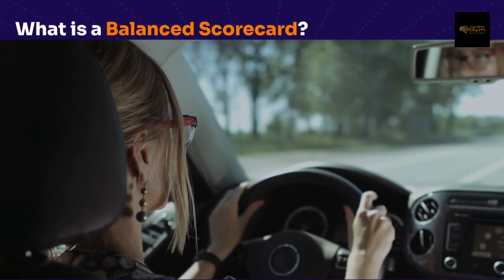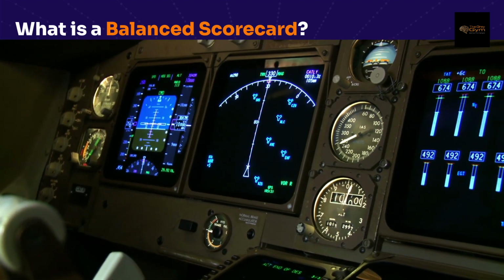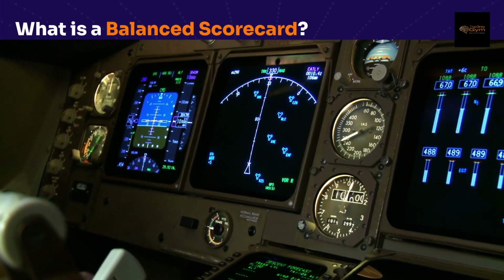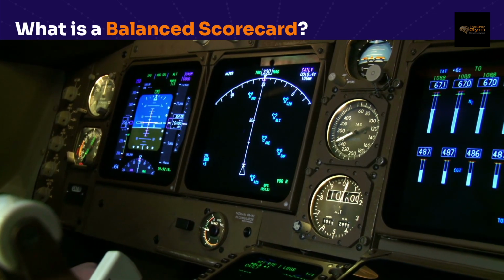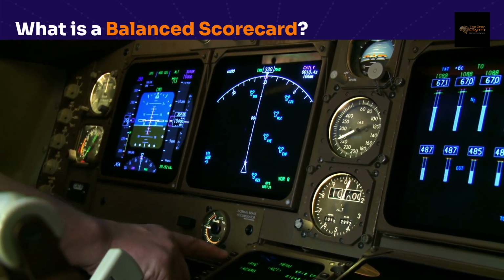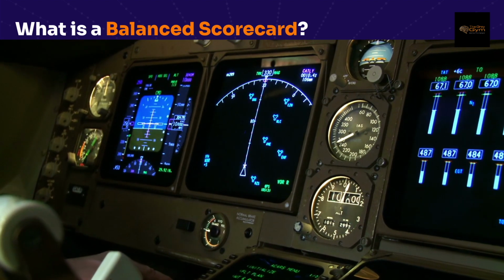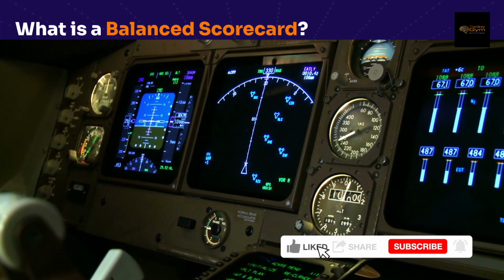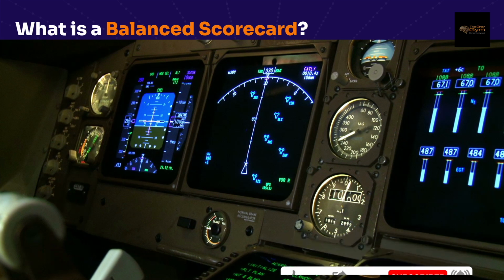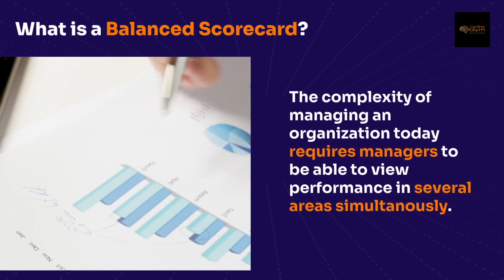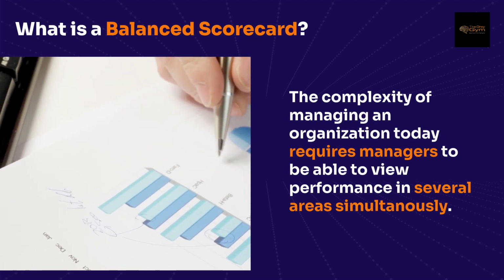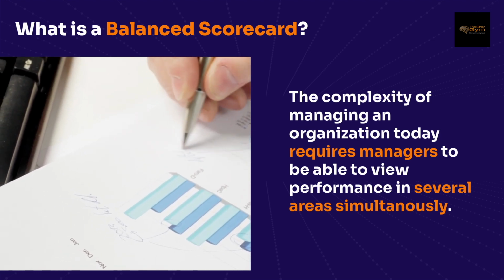Think of the balanced scorecard as the dials and indicators in an airplane cockpit. For the complex task of navigating and flying an airplane, pilots need detailed information about many aspects of the flight. They need information on fuel, airspeed, altitude, bearing, destination, and other indicators that summarize the current and predict the future environment. Reliance on one instrument can be fatal. Similarly, the complexity of managing an organization today requires managers to be able to view performance in several areas simultaneously.